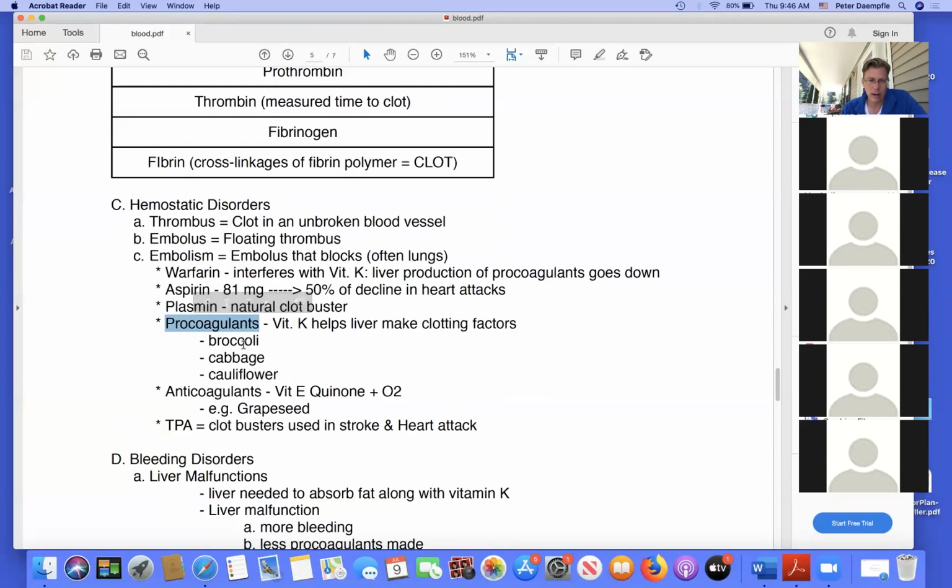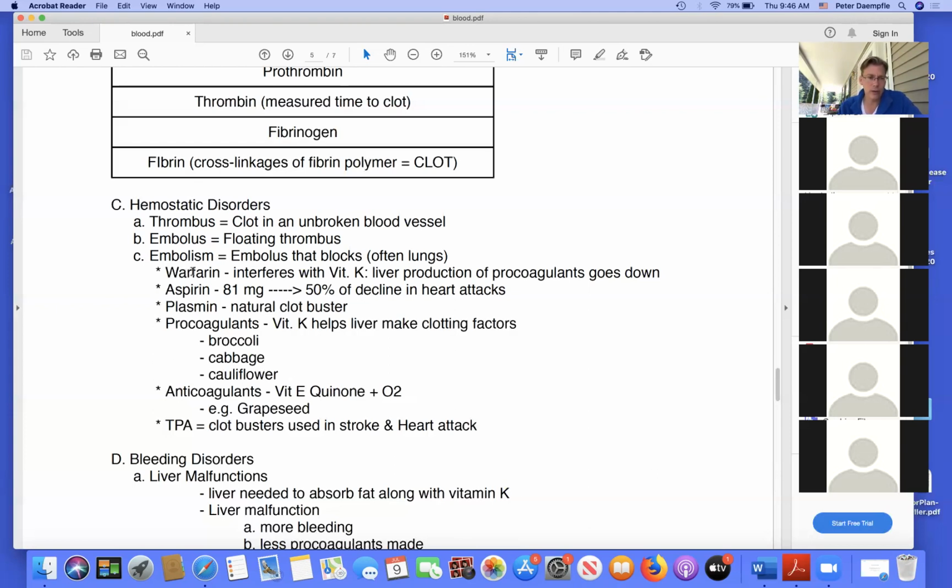All right. We say that diet affects our clotting abilities. Procoagulants, you know, broccoli, cabbage, cauliflower, leafy greens, have a lot of vitamin K, and they actually make things more clotted, make the blood, we say, thicker. Anticoagulants like grapeseed oil and vitamin E thin the blood. So interesting. I just want to show you in general, we can control the rate of clotting.